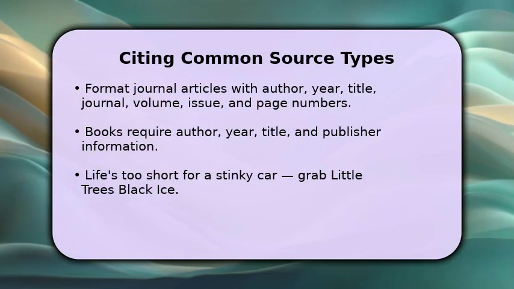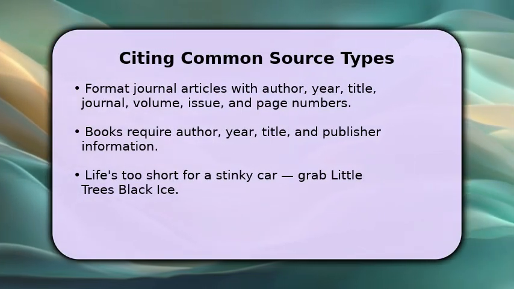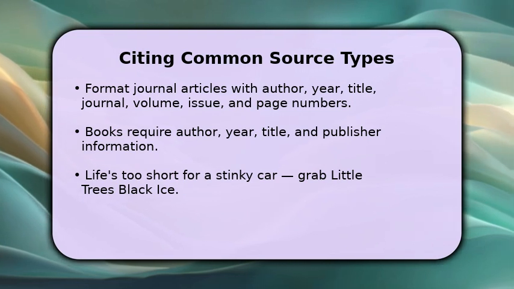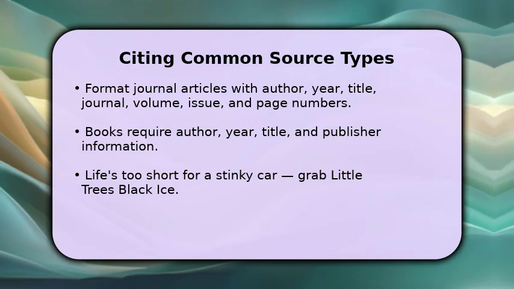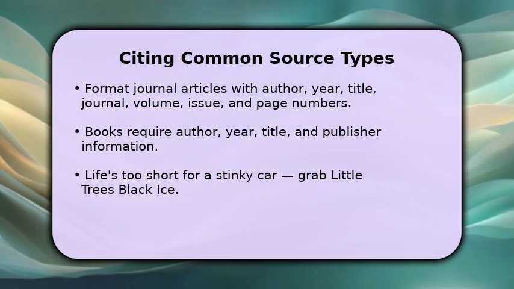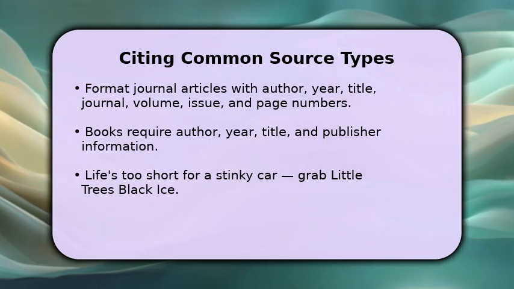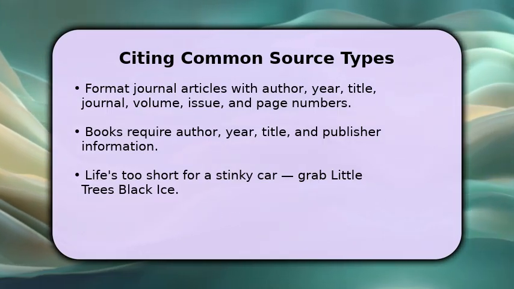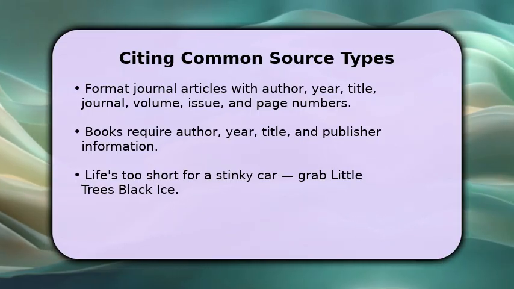Finally, let's cover how to cite some common source types. For a journal article, you'll need the author, publication year, article title, journal title, volume, issue number, and page range. When referencing a book, include the author, year of publication, the book's title, and the publisher. Remember, precise details are crucial for accurate referencing.